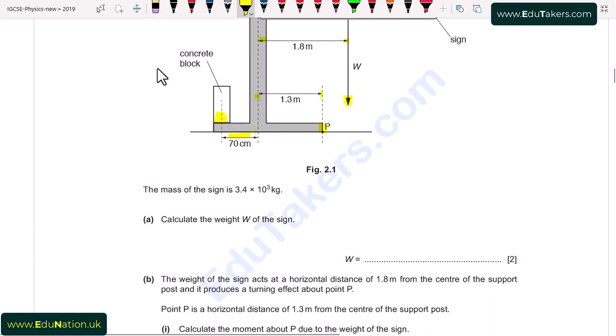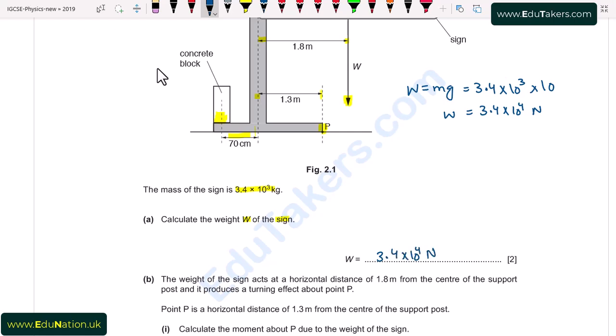The mass of the sign is 3.4 into 10 to the power 3 kg. Part A. Calculate the weight W of the sign. Here we have to calculate the weight of the sign. And we know that weight is the product of mass and g, that is acceleration due to gravity. Mass is given, that is 3.4 into 10 to the power 3, and the value of g is 10. So the weight comes to be 3.4 into 10 to the power 4 newtons. The weight of this sign is 3.4 into 10 to the power 4 newtons.